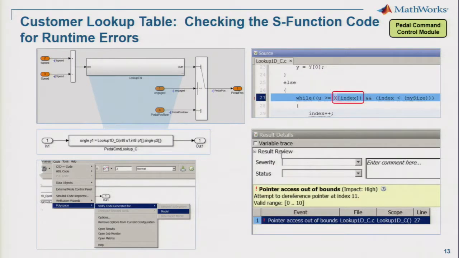Now, if I click on the right bracket, it's saying that there is an array access out of bound, which means Bug Finder knows the range of the array is from 0 to 10, but we are trying to access the 11th element of the array.